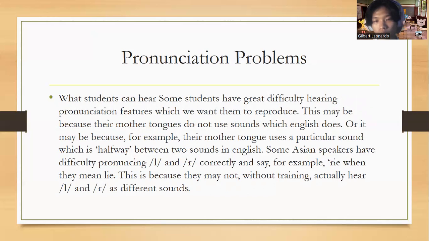But there are also pronunciation problems. What students can hear. Some students have great difficulty hearing pronunciation features which we want them to reproduce. This may be because their mother tongues do not use sounds which English does, such as when you meet an Indian guy or a Russian guy, you might hear them saying some English words, but with a wrong pronunciation.